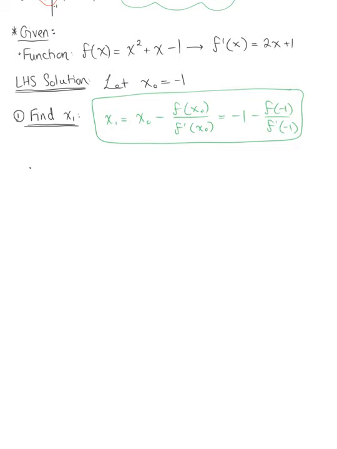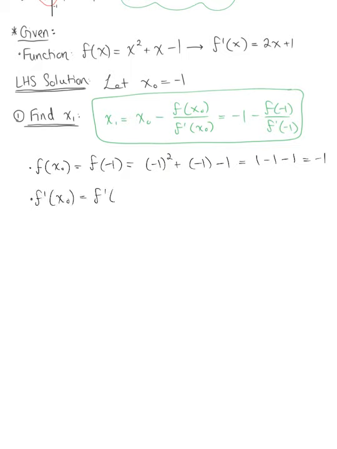So let's see, we have f of x naught, or f of negative 1. And plugging this into our function, we have negative 1 squared plus negative 1 minus 1. So this is positive 1 minus 1 minus 1, which leaves us with negative 1. We now want to evaluate the derivative at x naught, or f prime of negative 1. This is 2 times negative 1 plus 1, and negative 2 plus 1 gives us negative 1.